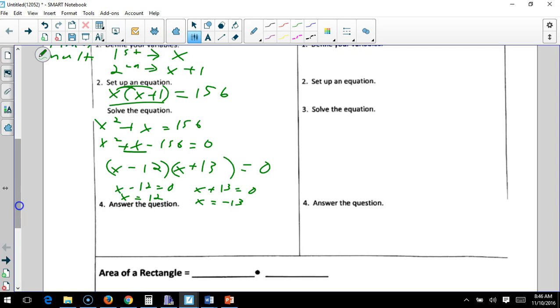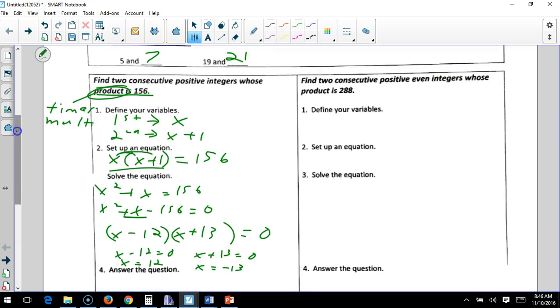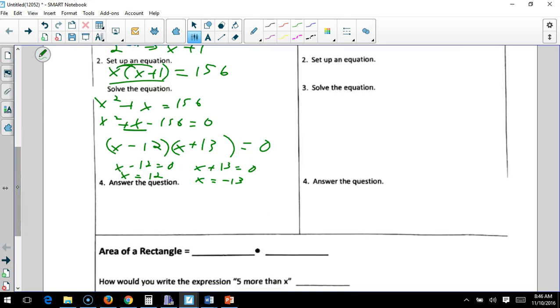These are both right. And you can't say one's wrong because it's negative, because it actually will work out. It just doesn't work for our word problem. We want what kind of integers? Positive integers. Because of that, we're not going to use this one. Even though mathematically it is correct, we're not going to use that one. We're going to use 12. And 12 is x, so x plus 1 is 13.